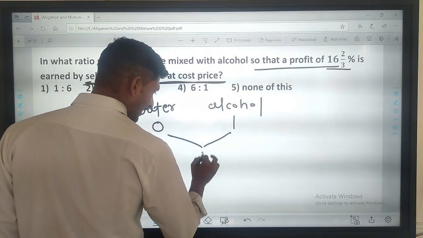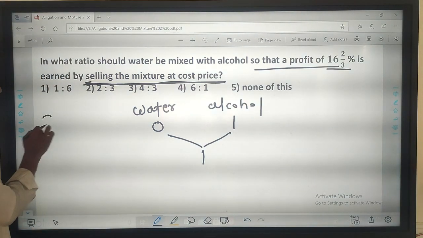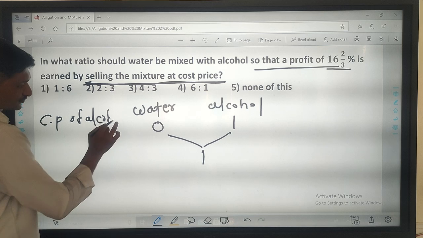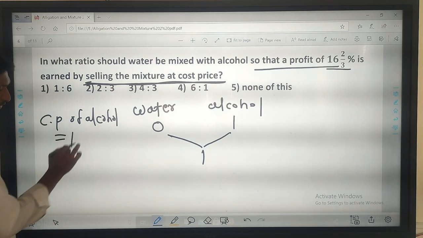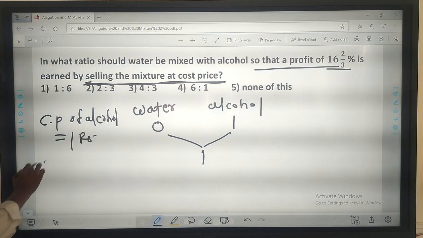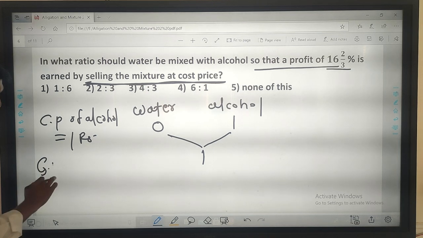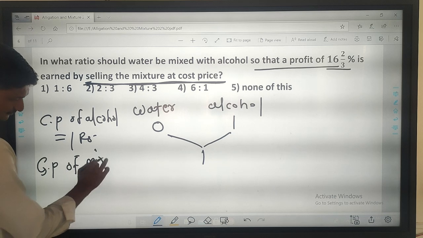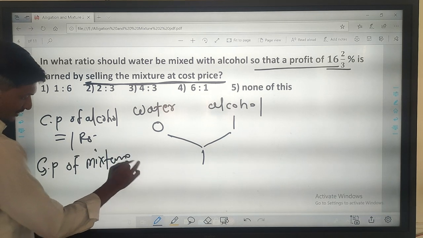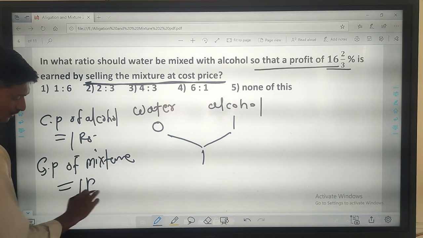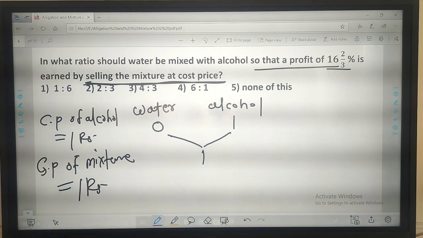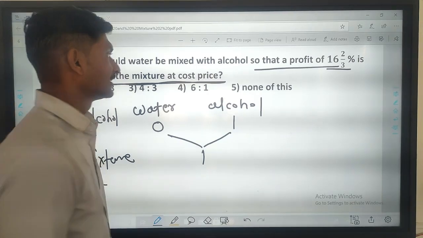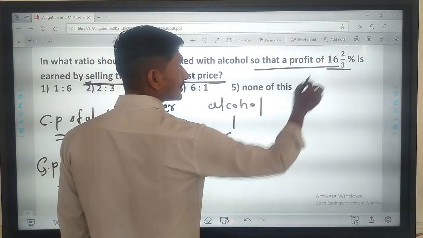The CP of alcohol is 1 rupee, and the selling price of the mixture is 1 rupee. Here the profit is 16 2/3%.